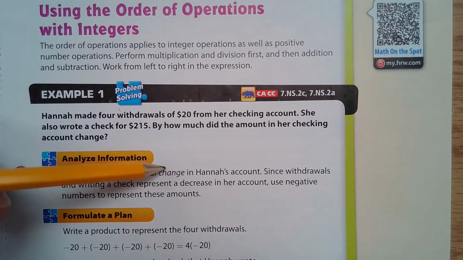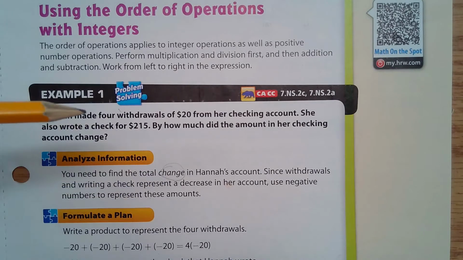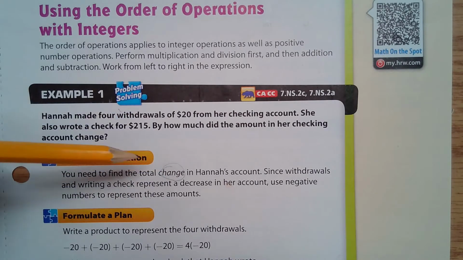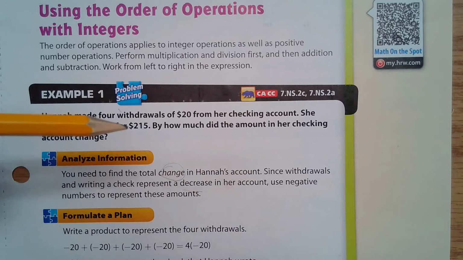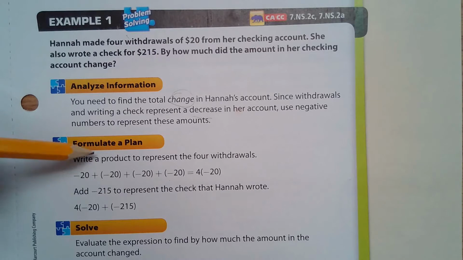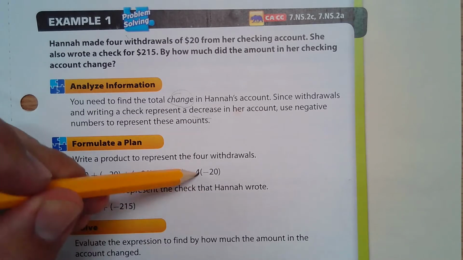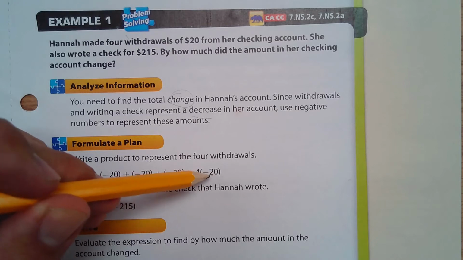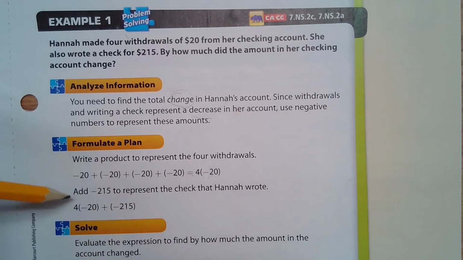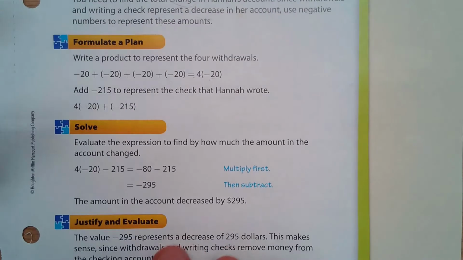So let's analyze this. What's the total change in the account? Withdrawals and writing a check represent her decreasing her amount, so we have to use negative numbers to represent that. Our plan: we're going to write a product to represent the 4 withdrawals. So 4 times negative 20. She's taking $20 out 4 times. And then we have to add a negative $215 to represent that check that she wrote.